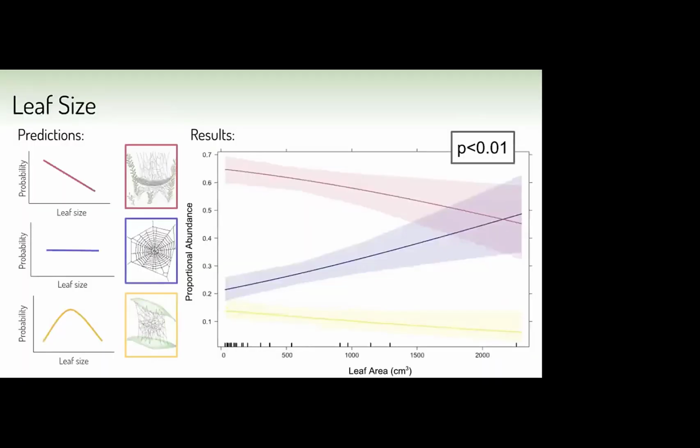Next, if we consider leaf size, so my second model, we see that the 3 different web types did differ significantly in their response to leaf area in their environment. And while the trends were consistent between both of our sampling rounds, only sheet and tangles matched our predictions. So contrary to what we predicted, we see that orb webs increased with increasing leaf area in their environment.